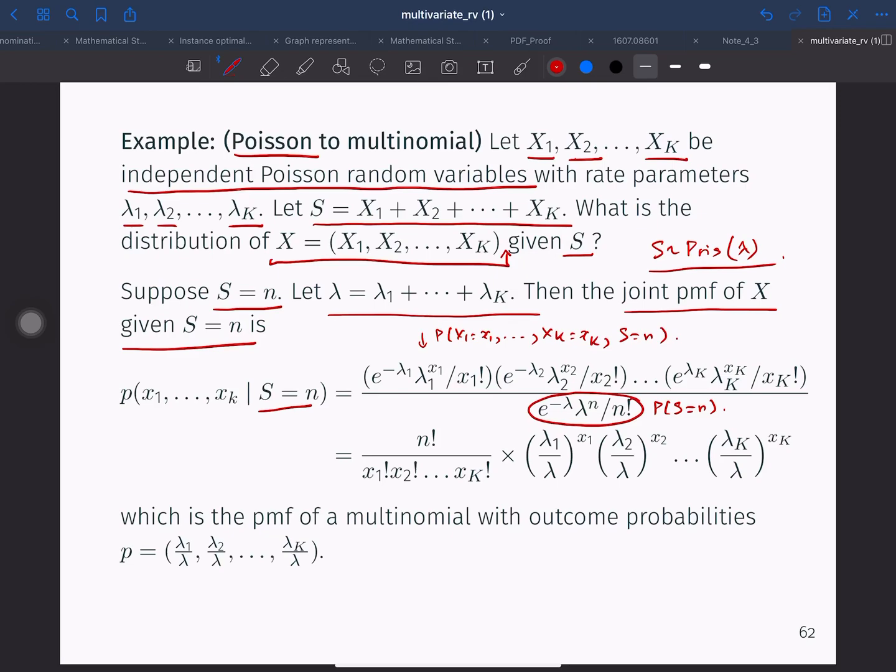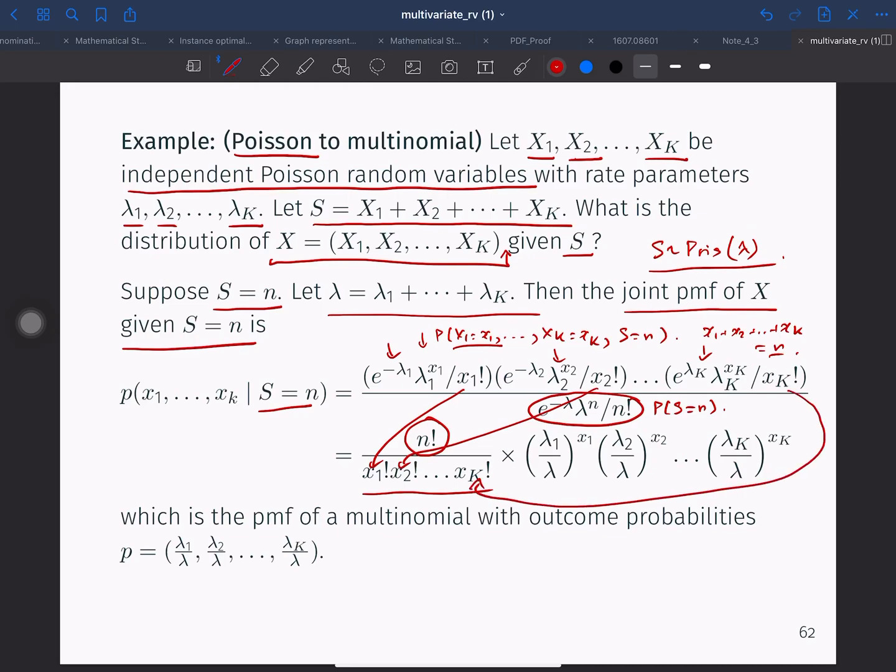This is only true in the case when x1 plus x2 plus ... plus x capital K is equal to n. In that case, because they are independent, the probability that X1 is equal to little x1 is simply this first term, X2 equal to little x2 is this second term, XK equal to little xK is this term. And then after some simplification, you have n factorial here, so you move it up to the numerator because you divide it in the denominator, and then you have x1 factorial, x2 factorial, all the way up to xK factorial. And then the remaining part is simply shown to be as follows.